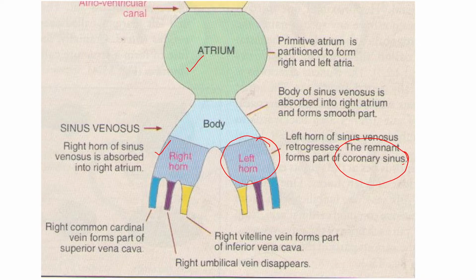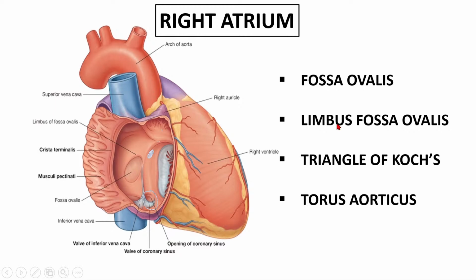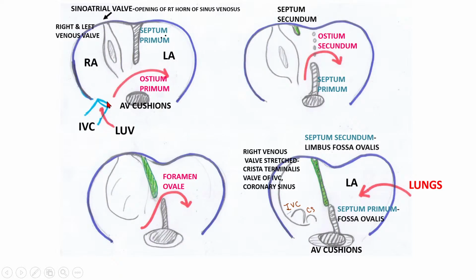So, these were the two parts of the right atrium, the rough anterior part and the smooth posterior part. Now, how the fossa ovalis and the limbus fossa ovalis develop, we can see by the next diagram. This diagram is showing the development of the interatrial septum, how the partition will develop between the right and the left atrium. The first partition which will develop is named the septum primum.